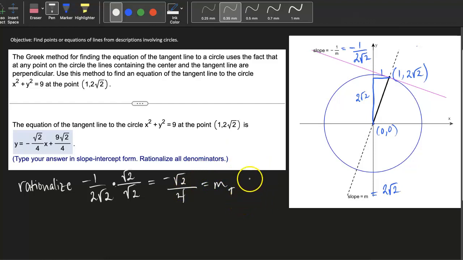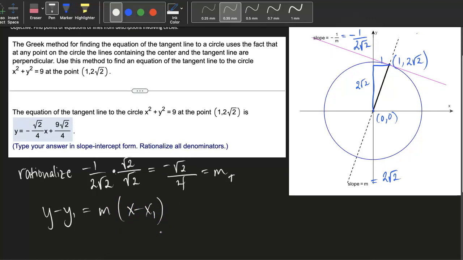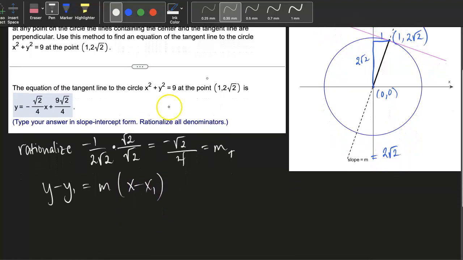I'm just putting sub t there. We have a point on the tangent line. So we could use this point-slope form of an equation of a line. So we're going to start with that one. So let's go ahead and input our information that we have. y minus 2√2. We just expressed our slope here. And then in parentheses, we have x minus x sub 1, which would be 1.